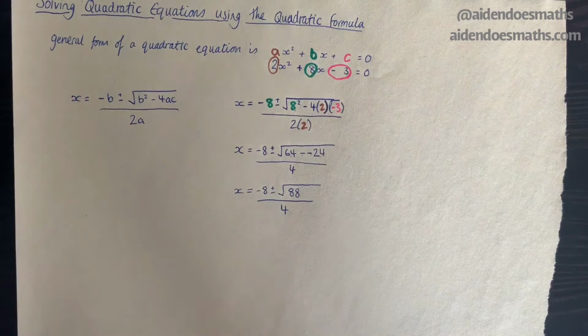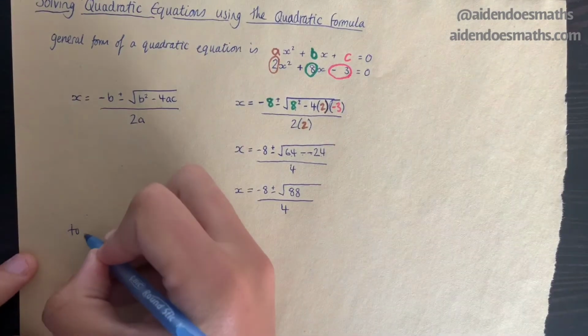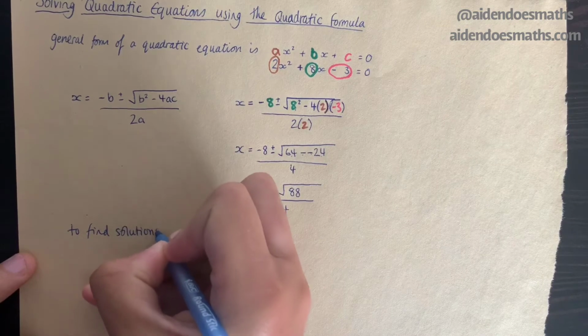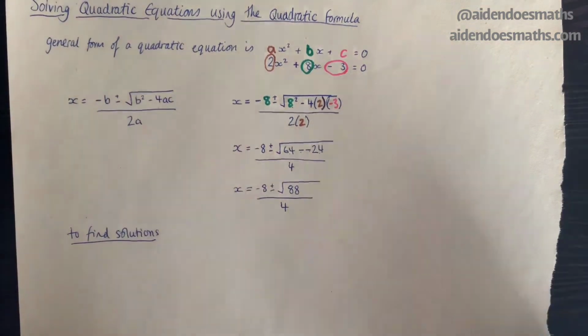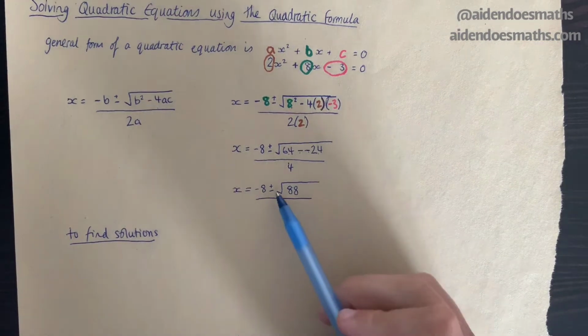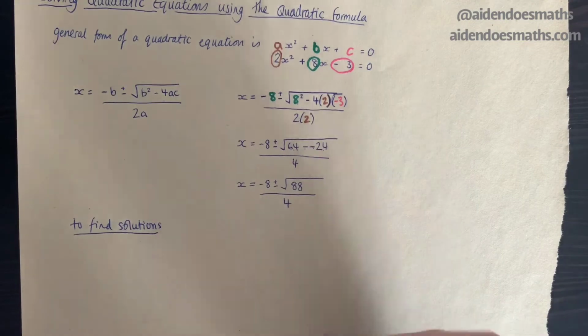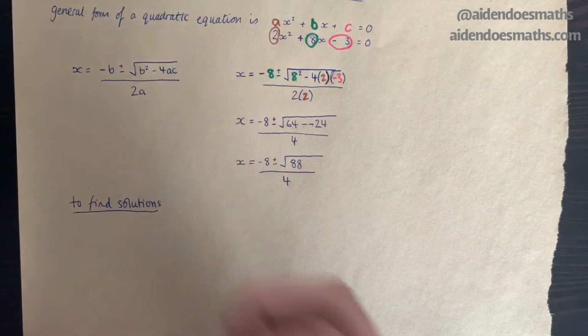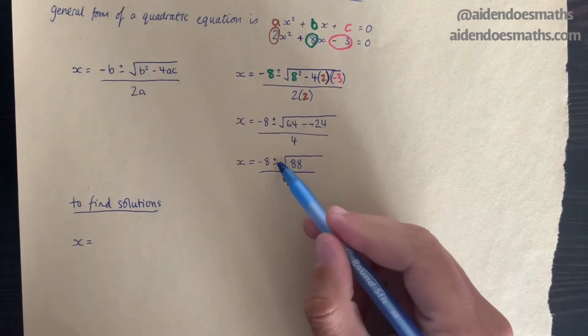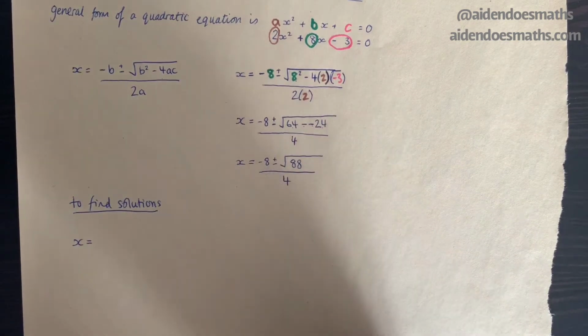Okay, our next step then, we need to find our solutions. So to find solutions, notice I said solutions and not solution, okay? There's two solutions here, so this is because we've got the plus and the minus there. Okay, so to find our solutions, we're going to do two calculations, which is this exact thing we've written here, but one of them is with the plus and one is with the minus.